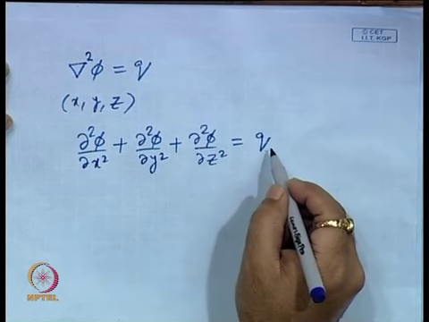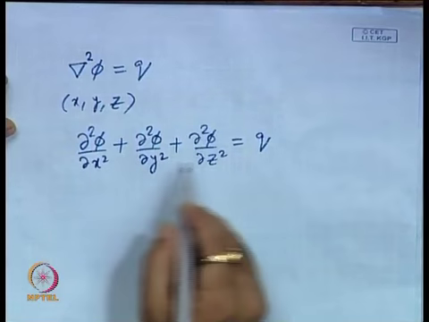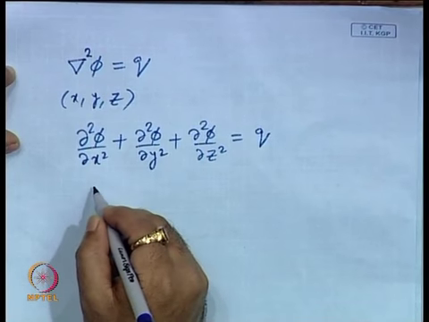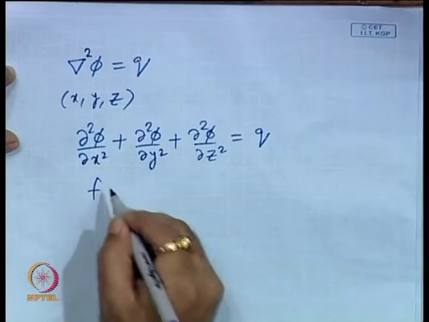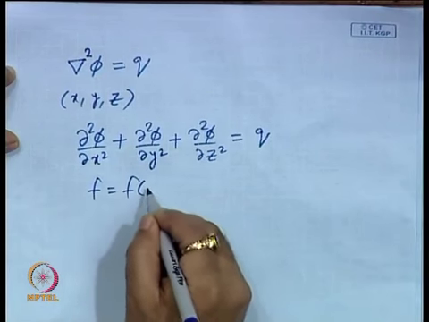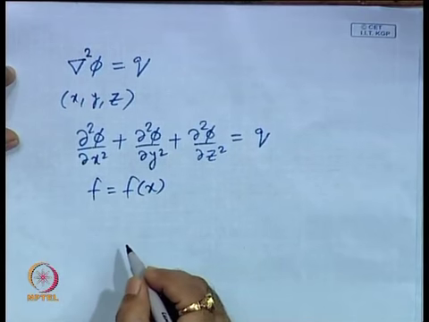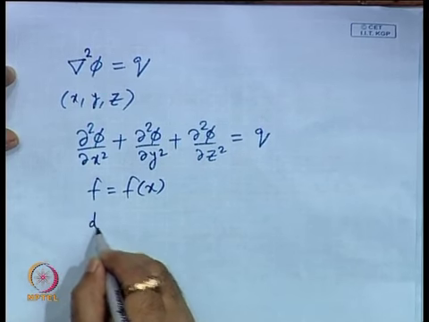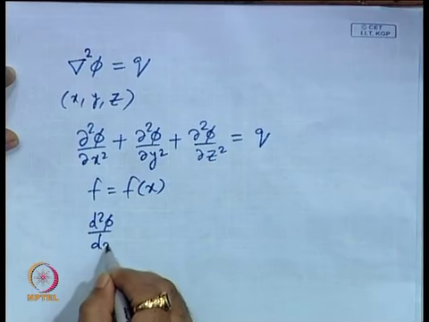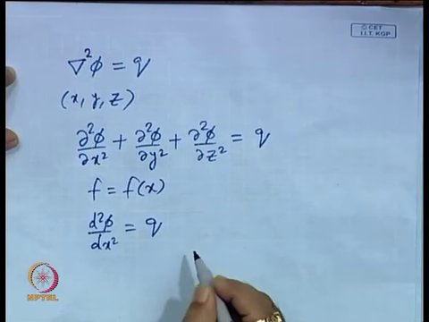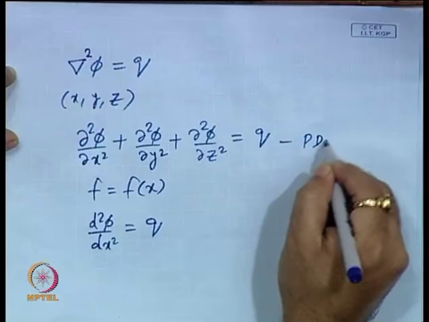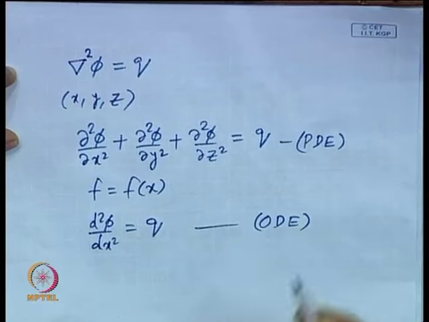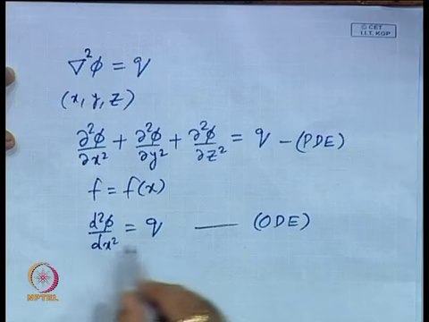So, now suppose your quantity depends only on one coordinate. That means any quantity f is just a function of x, then your PDE reduces to simply d²φ/dx² equals q. So, this is a PDE, whereas this is an ODE. Okay. So, these are a few examples.